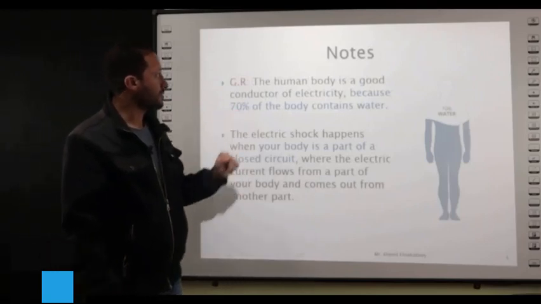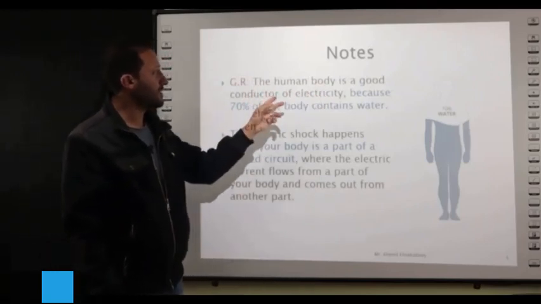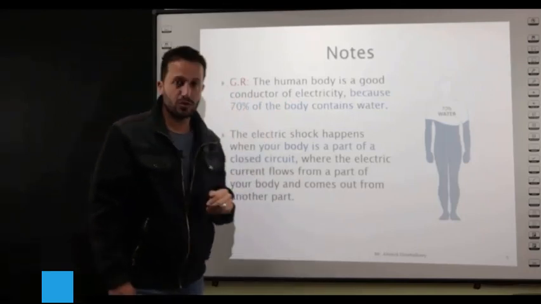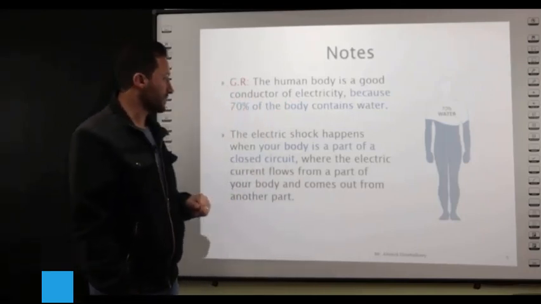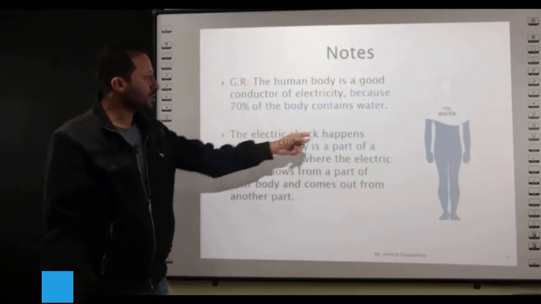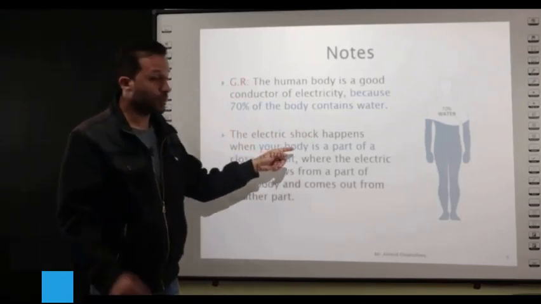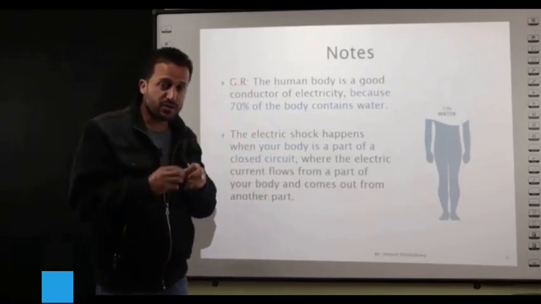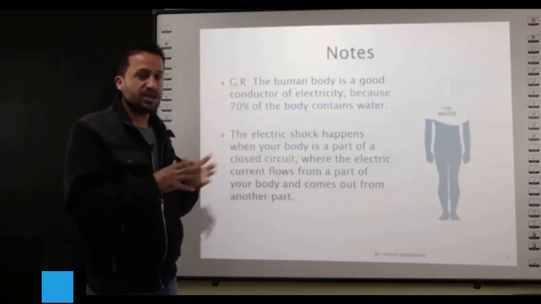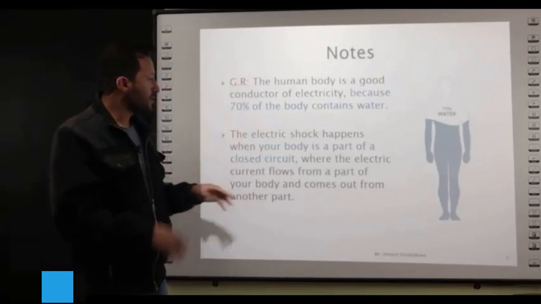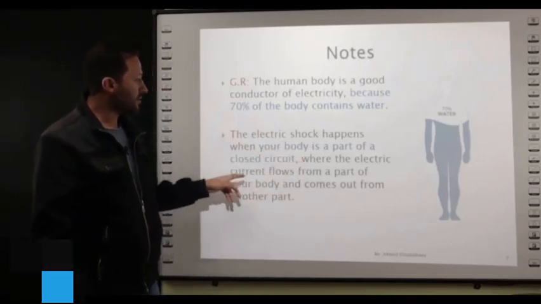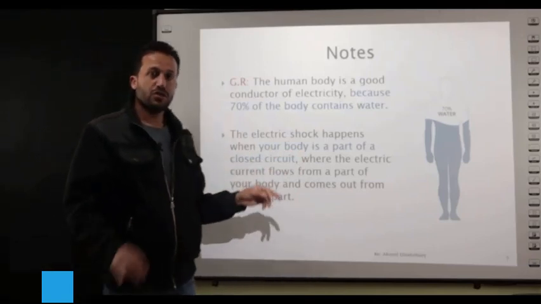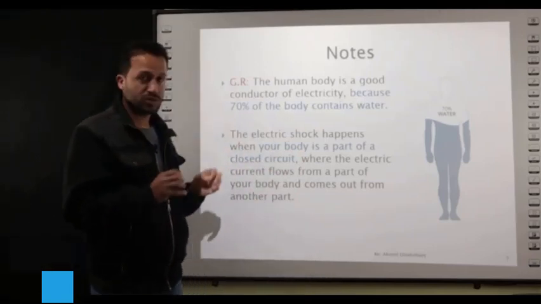So this is what we talk about. The human body is a good conductor of electricity. Why? Because 70% of the body contains water, and water is a good conductor of electricity. So the electric shock happens when your body or a part of your body is a part of a closed circuit, as we see in the last figure. So where the electric current flows from a part of your body and it comes out from another part, you will be shocked by electric shock.